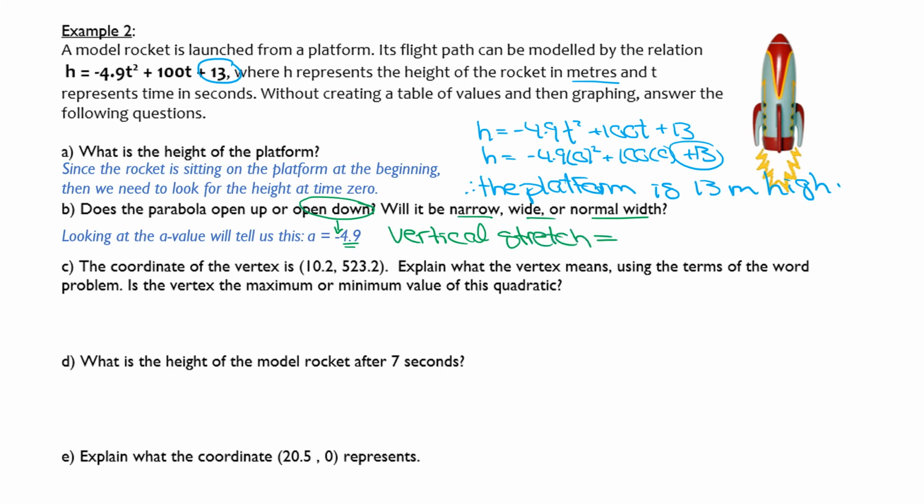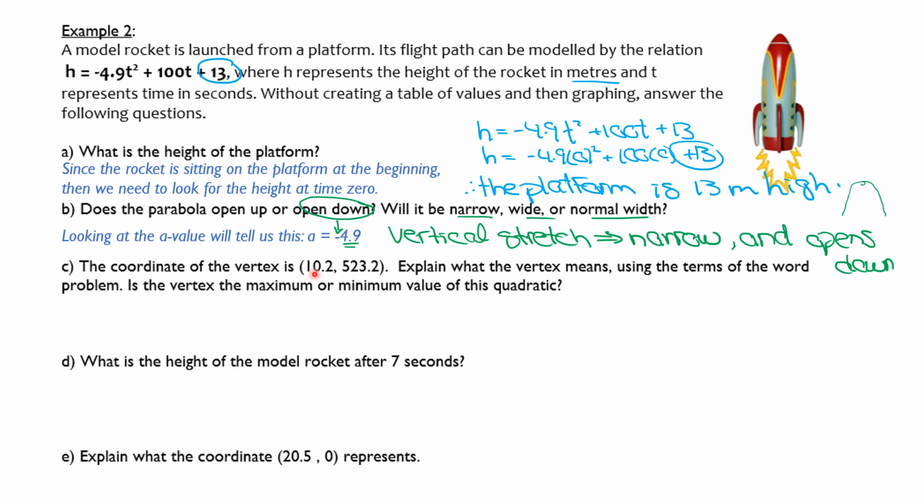A vertical stretch means it's going to be narrow. So it's going to be narrow and it opens down. It opens down because the vertex is at the top. So it would be a parabola like this. The vertex is at the top because of the negative a value, so it opens down.